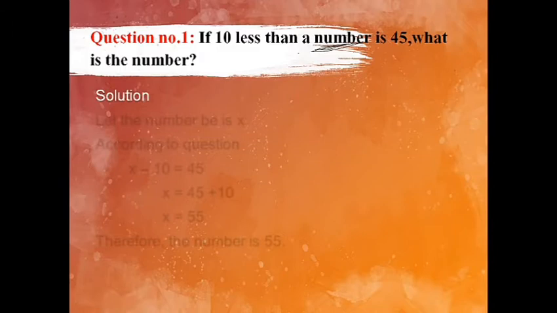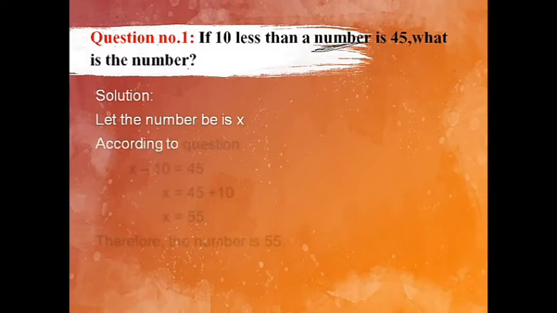So the solution: let the number be x. We will take the number that we have to find out as x. Then according to the question, it is given that 10 less than a number. The number we have taken as x, so 10 less than a number means x minus 10 is 45. So this will be our equation, that is x minus 10 equals 45.